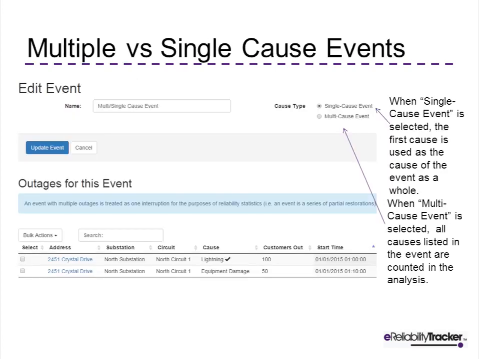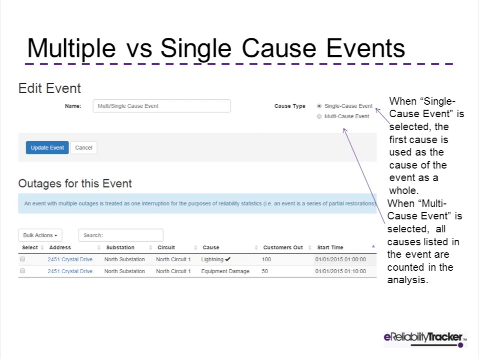So the next feature is multiple versus single cause events. So this one is just a little more complicated. Just to give a bit of background information, up until now, when you grouped outages together in the system to create an event, the system would count every single outage cause within that event in the cause-related reports.